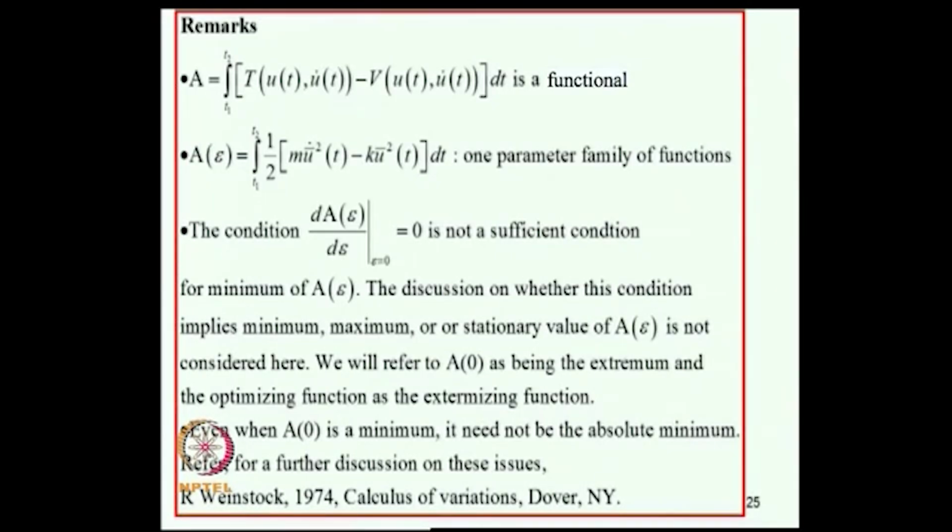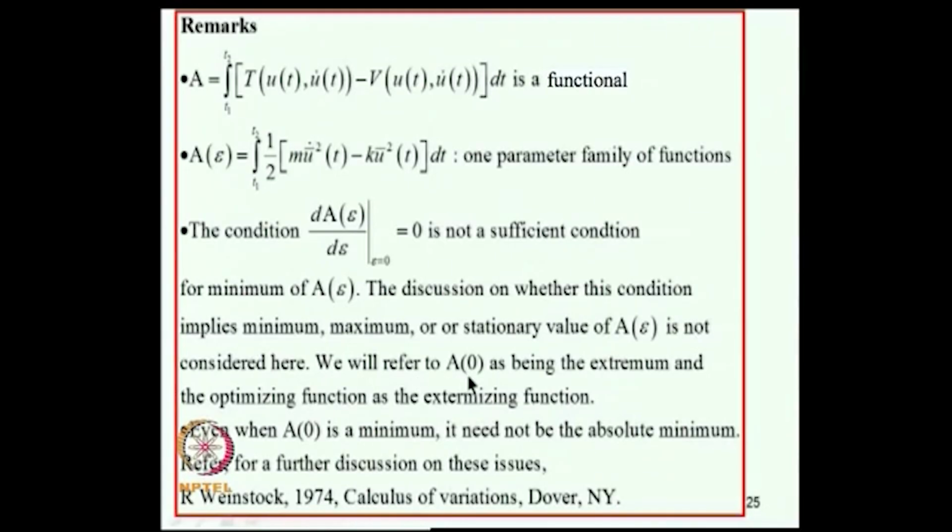So, let us quickly make some observations. This A, which is the integral of T minus V, as I said, is a functional, whereas A of epsilon is now a one parameter family of functions. So, we are converting the problem of optimization of a functional to the optimization of a function. So, the condition dA/dε at ε equal to 0 is not a sufficient condition for minimum of A(ε), it is a necessary condition. Now, the discussion on whether this condition implies minimum or maximum or stationary value of A(ε), we are not going to consider in this lecture.